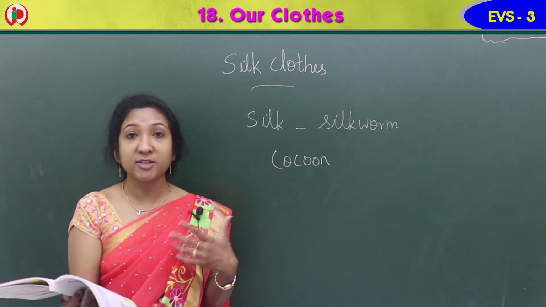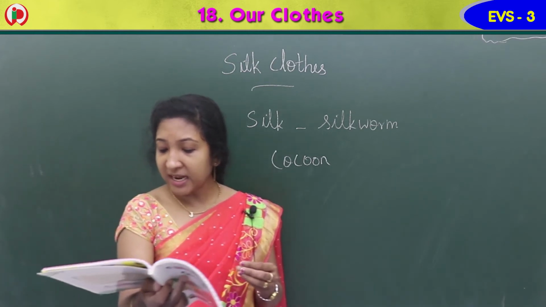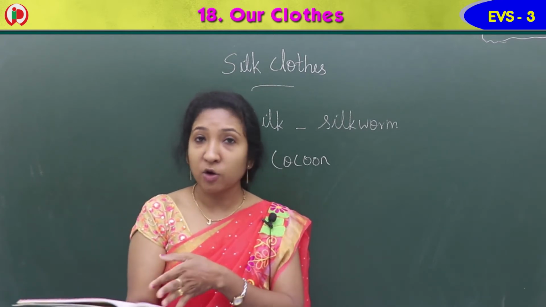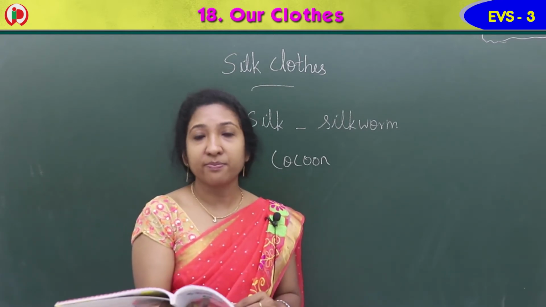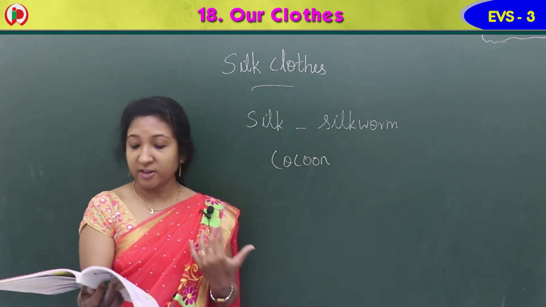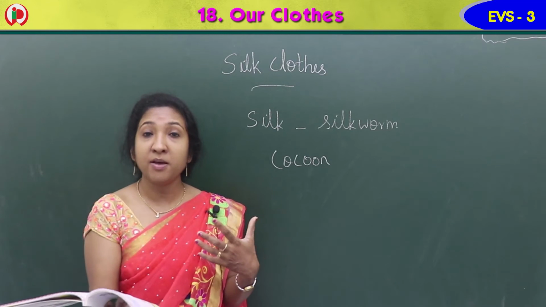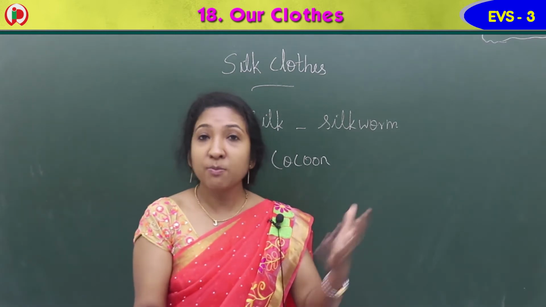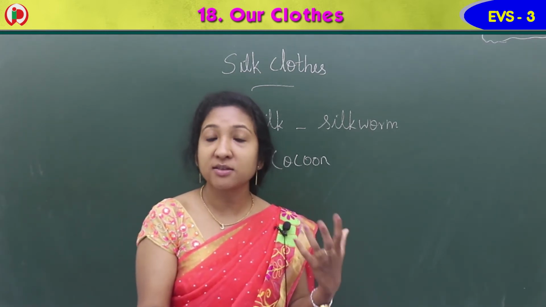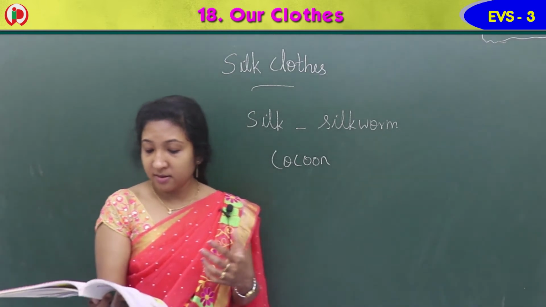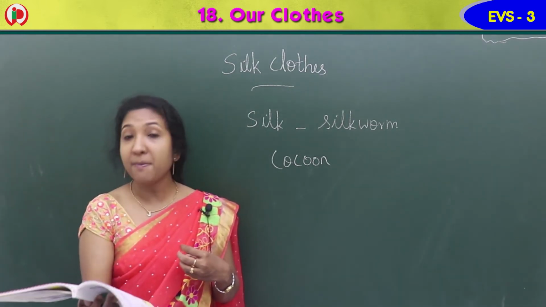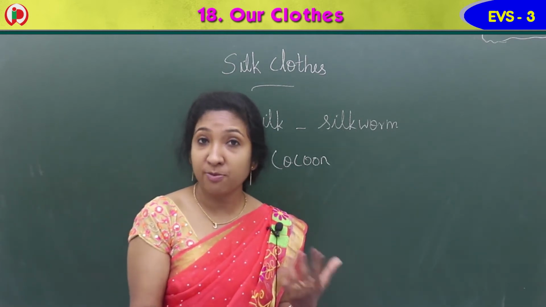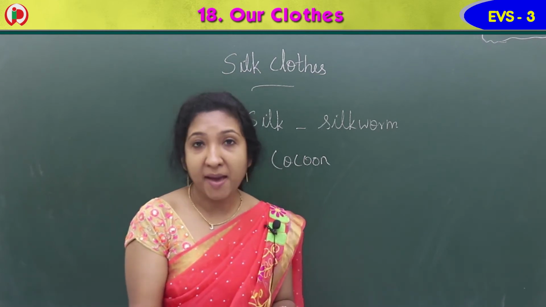Weaving. Weaving is the process of making cloth by interlacing the threads. Interlacing means joining. By joining the threads, when we make cloth, that process is called weaving. Then shearing, that you know, is the removal of hair from the sheep's body, or the hair of other animals. Then synthetic fibers: man-made or artificial fibers, the fibers that are made by man, that I already told you.